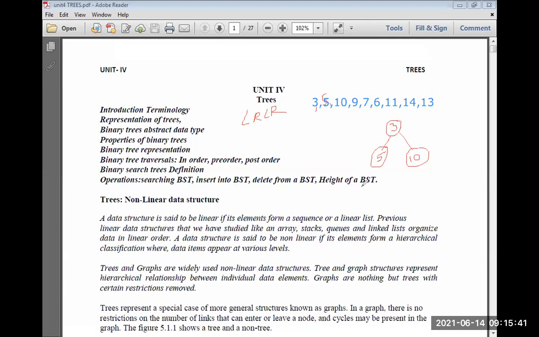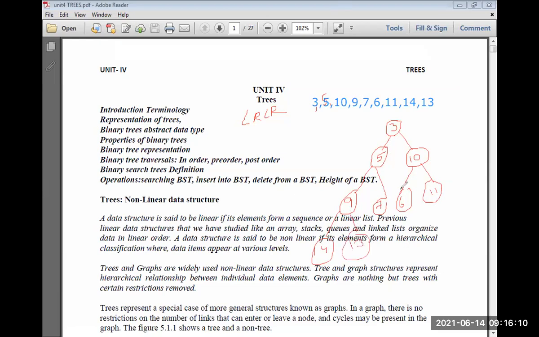Then we move to the next level. The next element is 9. We consider this level, and this level stores 9 here. And another one is 7. Okay, left, right, 2 nodes are over. Then we move here. After 7 we have 6 and then 11. Okay, so this level is over. Then we come here and the next element is 14 on the left and this is 13 on the right.